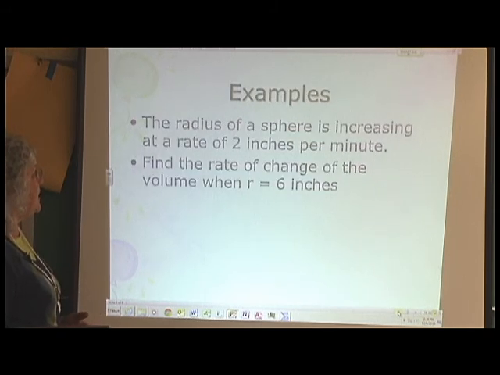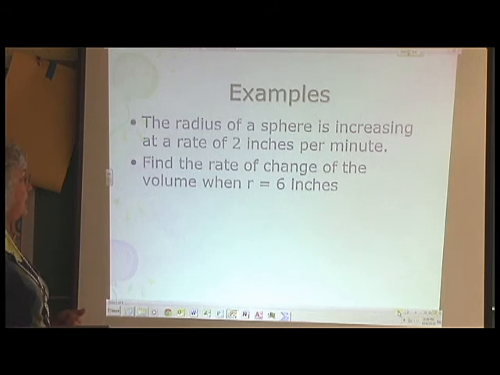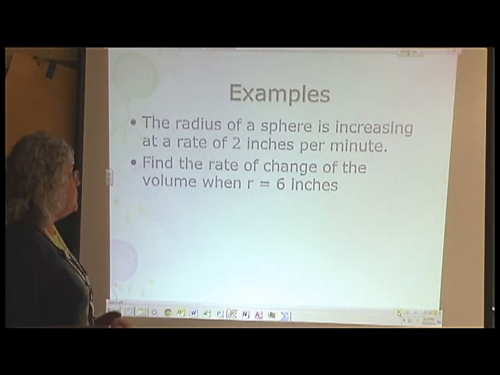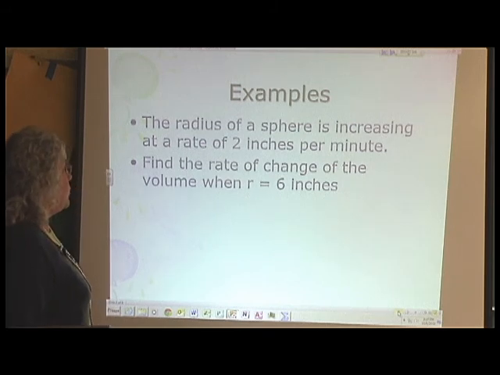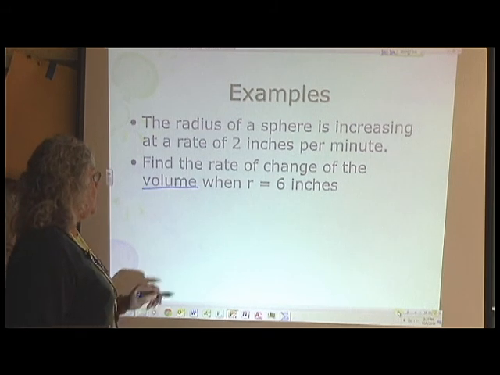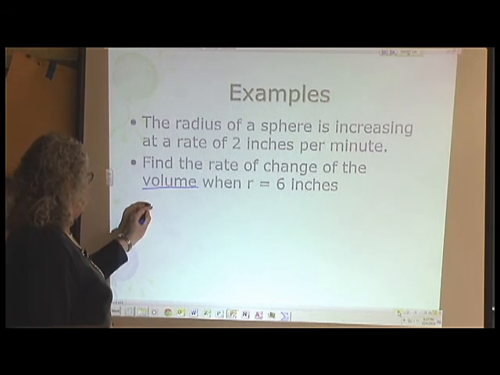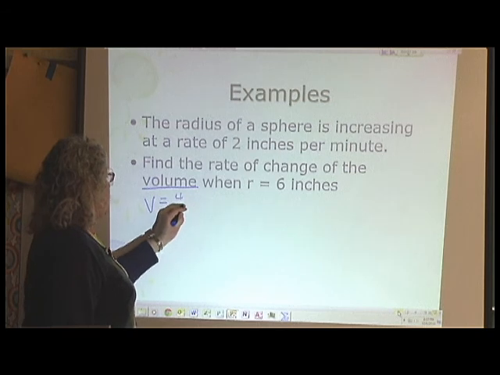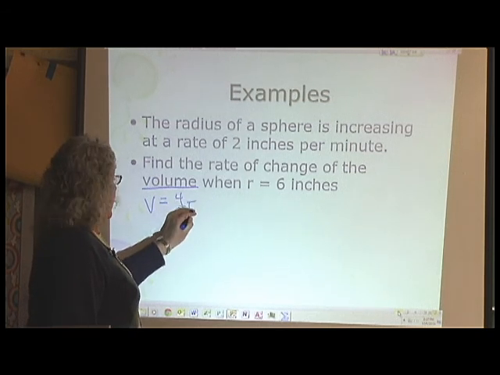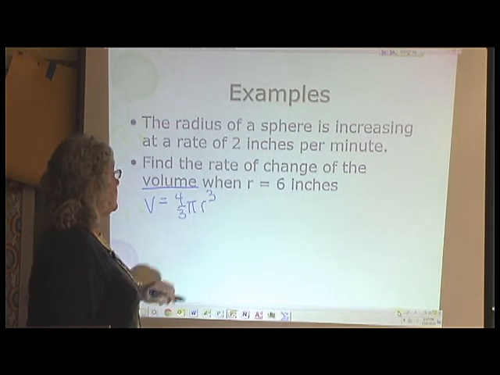So we have here a radius of a sphere that is increasing at a rate of 2 inches per minute. And you want to find the rate of change of the volume when r is equal to 6. So what do you have to start with? Well, you start with a sphere, and you want the volume. So you're going to start with the volume of a sphere, which hopefully you know is 4/3 pi r cubed.